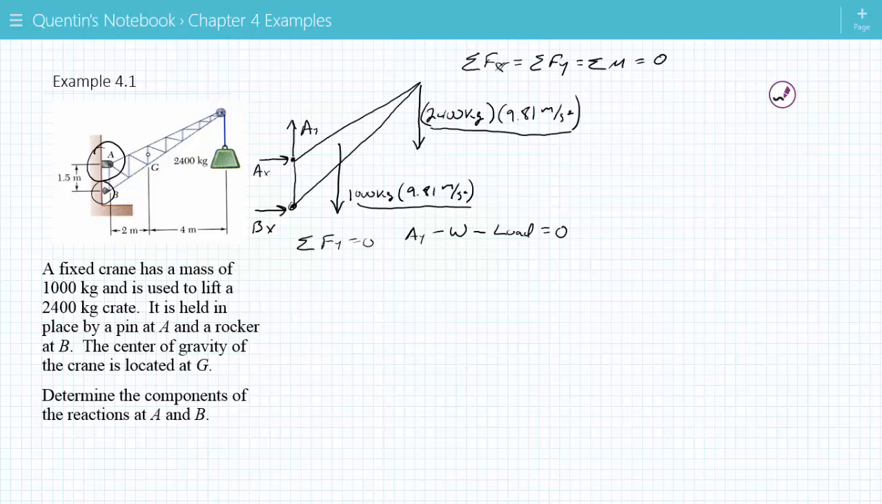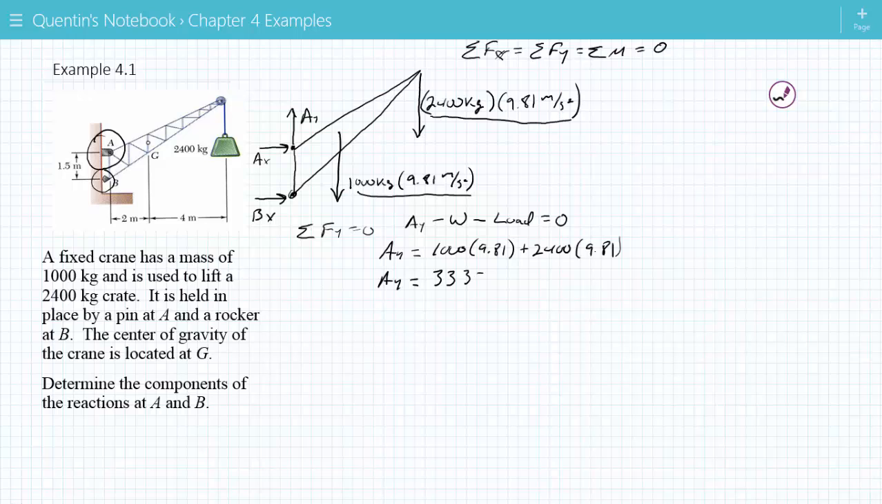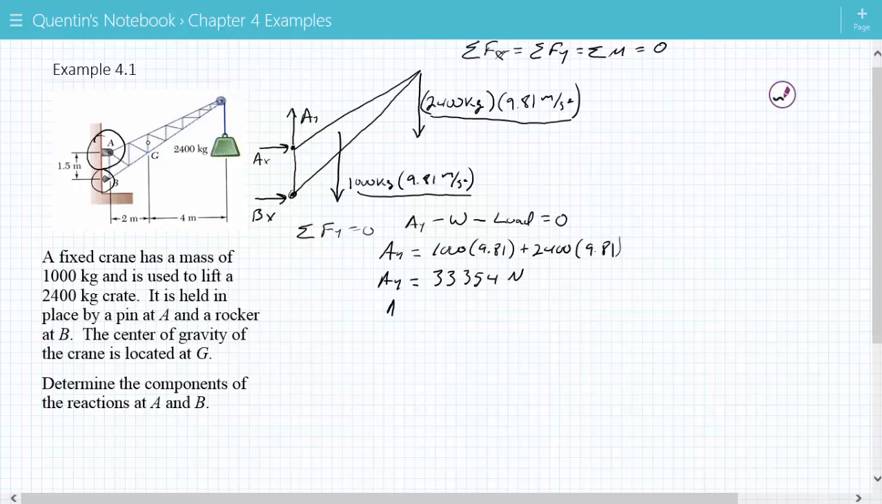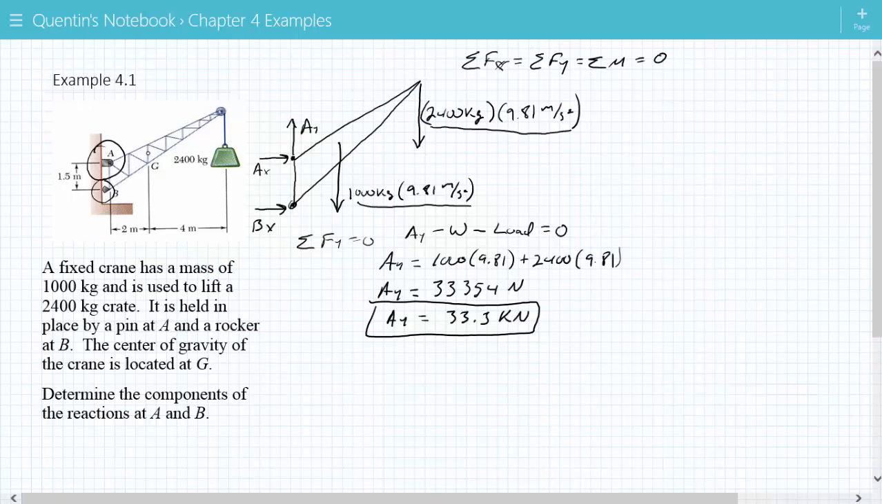So I'm going to put these on the other side. Therefore, AY is equal to 1,000 times 9.81 plus 2,400 times 9.81. So AY ends up being equal to 33,354 newtons. So we'll say that therefore AY is equal to 33.3 kilonewtons. Okay, that's our first one. That was not too painful. Now let's look at our second one.